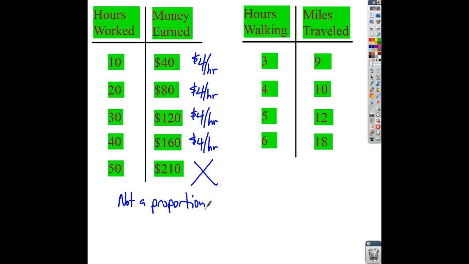Next, let's try the next one, hours walking. First, to decide, is it a proportion? Let's go ahead. I've got 3 hours walking and 9 miles traveled. So I'm going to figure out miles per hour. 9 divided by 3 gives me 3 miles per hour. And then I do 10 divided by 4, and that's not 3 miles per hour. Not the same. This is also not a proportion. We can't write an equation from it, not yet.